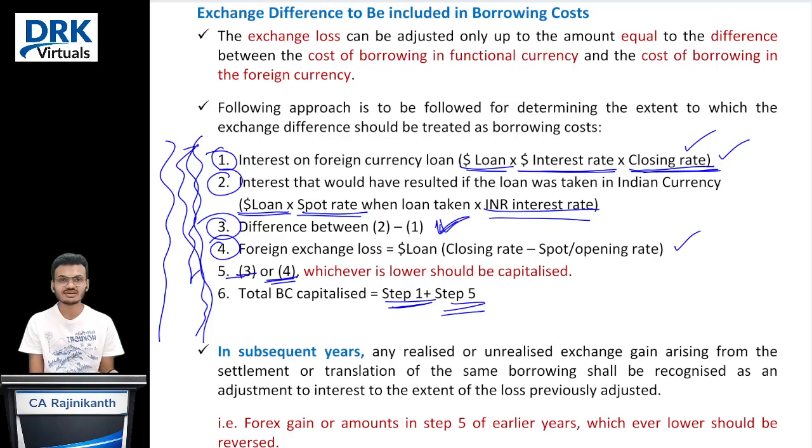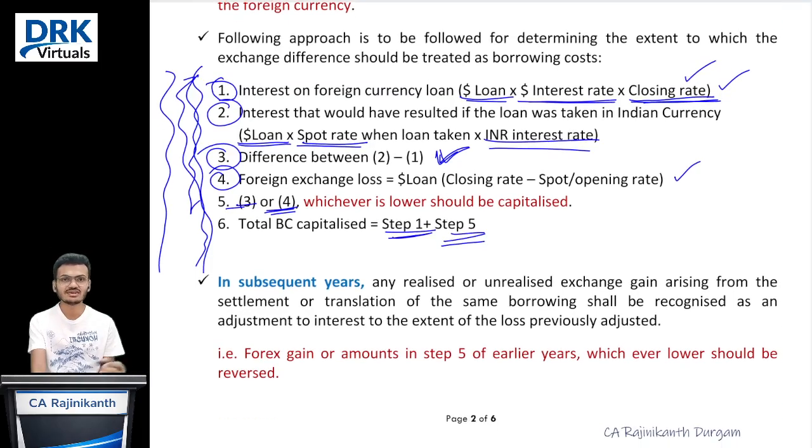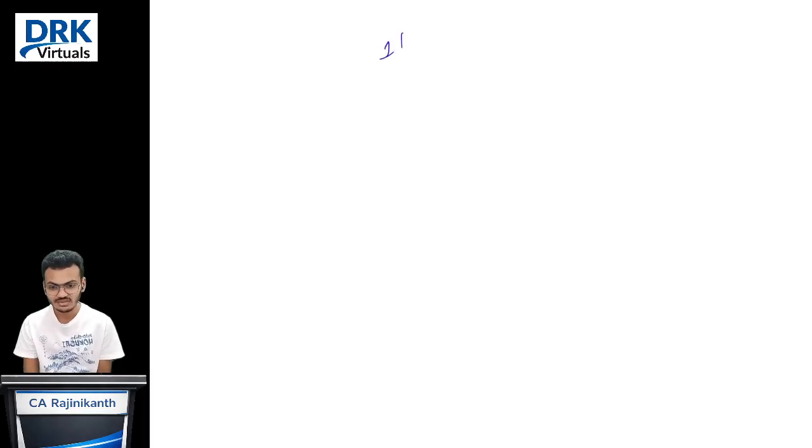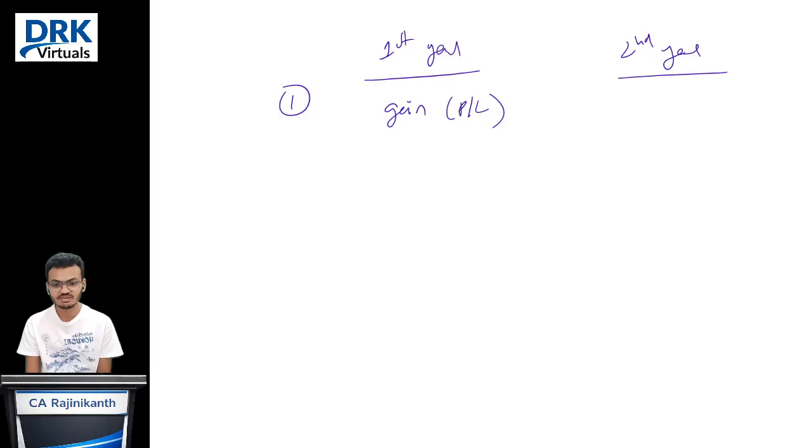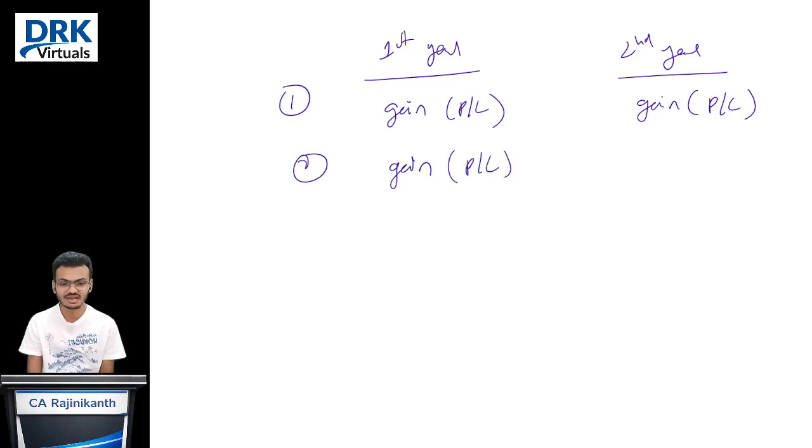For suppose we are coming to the second year of taking the loan. So in that year, how to deal? Let me write like this. This is the first year. This is the second year. Situation 1. First year gain. Simply you recognize it in the P&L account. Second year also gain. Same. Do the same. In the second year there is a gain, simply you recognize it in the P&L account.